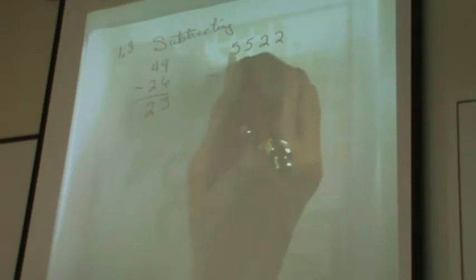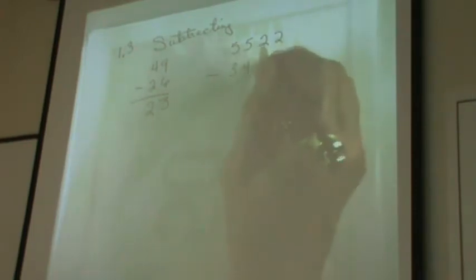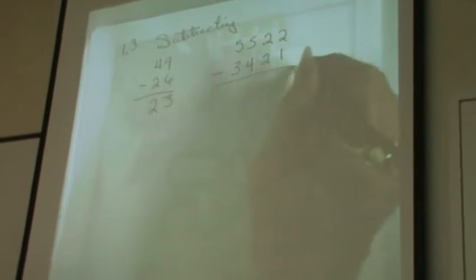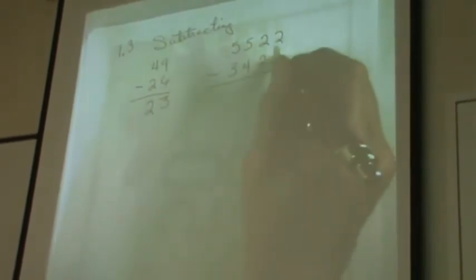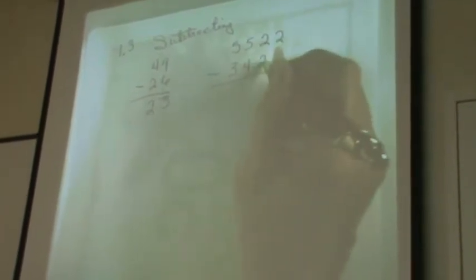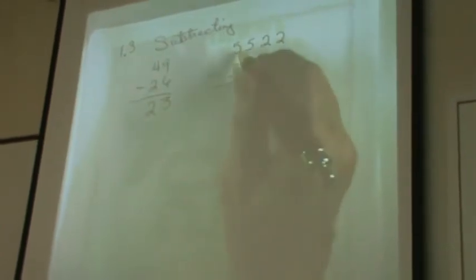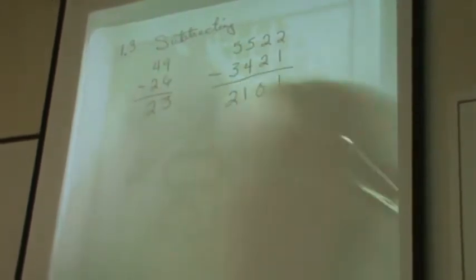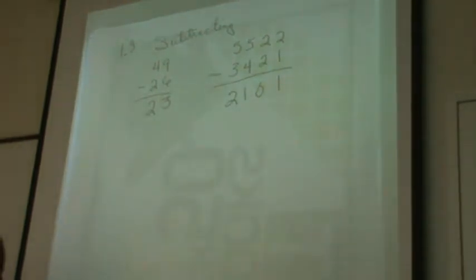Let's do another one. If you have, like, 4 numbers: 5,522 minus 3,421. Okay. So 2 minus 1. Make sure you have them lined up real good. 2 minus 1 is 1. 2 minus 2, 0. 5 minus 4, 1. 5 minus 3, 2. It's a 4-digit number. Do you need a comma? It's optional, right? You don't have to have one.